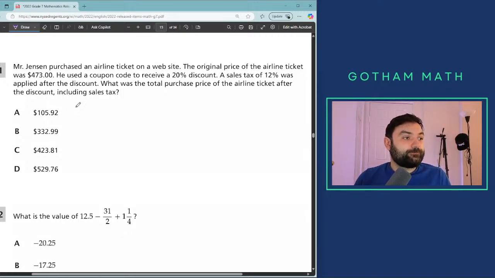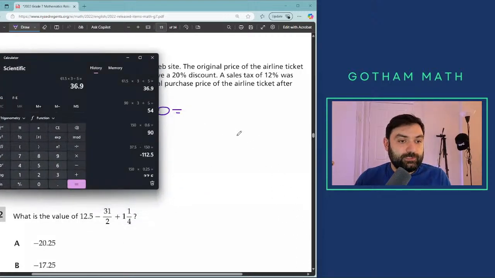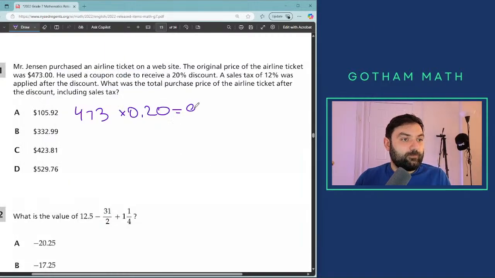Okay? So, to find what 20% of 473 is, we're going to do 473 times 0.20, which is 94.6. I write 60 because we don't write 0.6 when we talk about money, because we don't say $0.6, right? We say $94.60. Okay, so now this is a discount. What do we do with the discounts? We take it out of the price.